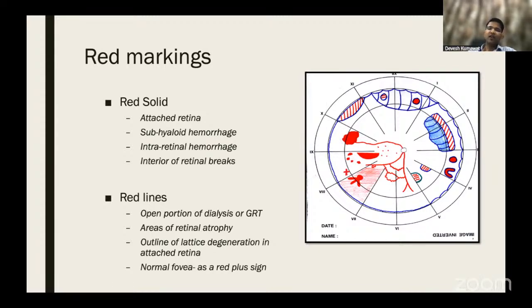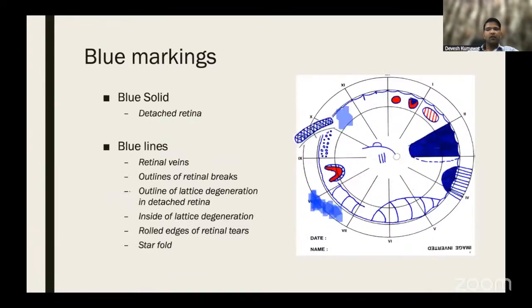If the retina is detached, then you show it by blue lines. And the normal foveal reflex is shown by a red plus sign. So commonly, attached retina is red, and red lines are basically for lattice degenerations when in attached retina. That is common. And the normal foveal reflex is red. And sometimes you also have intraretinal hemorrhages, which are depicted by red. Then blue markings: anything which is detached. So detached retina is depicted by blue solid areas.